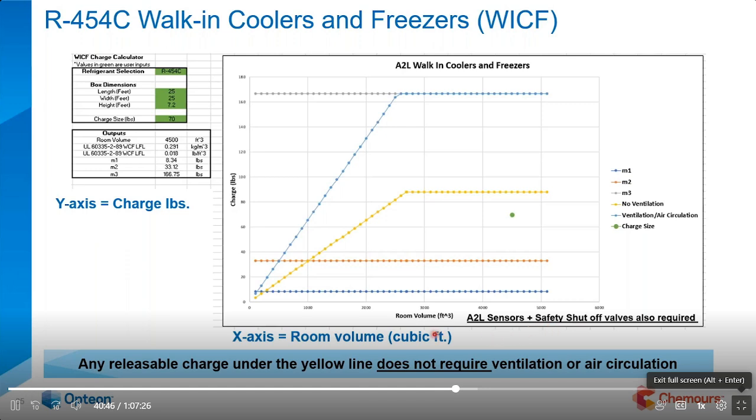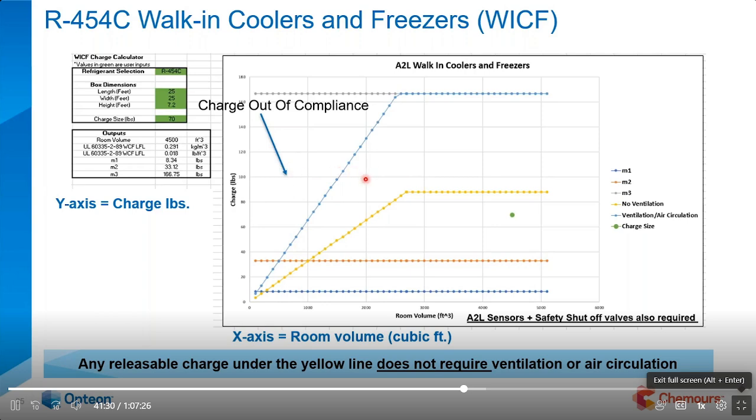A lot is going on here, but let's start with the y-axis and then the x-axis. If you're more charged outside, let's say this blue line, for example, all right, you're out of compliance. And if you stop and think about this, with this charge size right here, this is a very small volume of area. There's nothing we can do about that. There's no mitigation strategy. So you have to take this into consideration when you're installing the equipment.